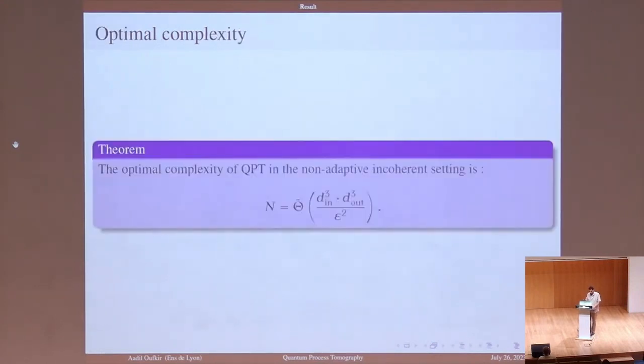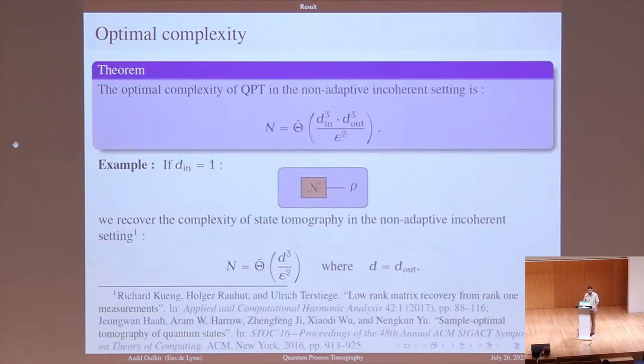So the main result is that we can characterize the optimal complexity of the problem of quantum process tomography in the non-adaptive incoherent setting. And this is given by order d_in cubed times d_out cubed over epsilon squared. So for instance, if the input dimension is 1, the channel is constant and the problem of quantum process tomography becomes the problem of quantum state tomography, and we can recover the optimal complexity of state tomography in the non-adaptive incoherent setting. This is given by order d cubed over epsilon squared.